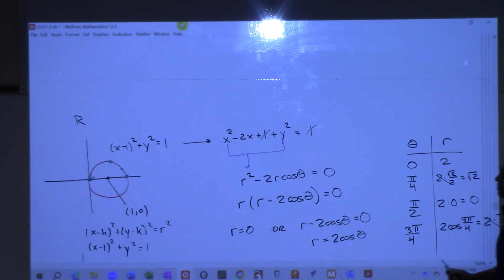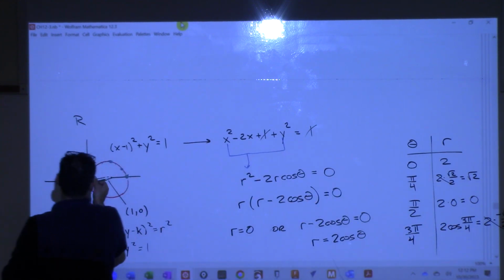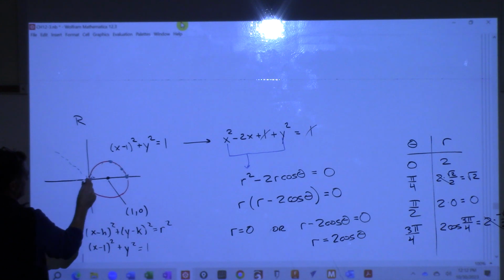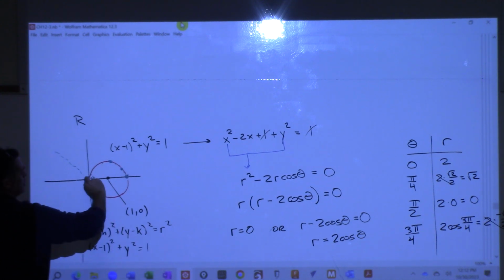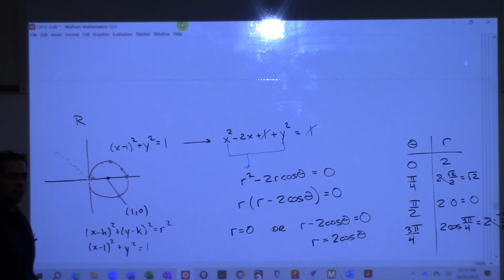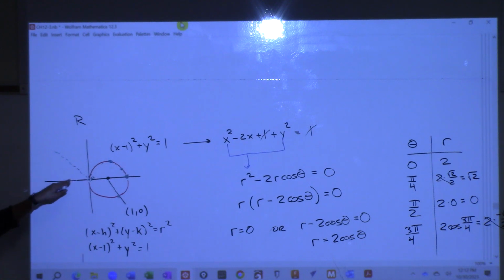So what is that telling you? When you aim at 3 pi over 4, which is right here, what am I supposed to do? Walk out how far? Backwards. Negative. So I take negative 1.414 and I'm here. You see? And then what happens if we go to pi?